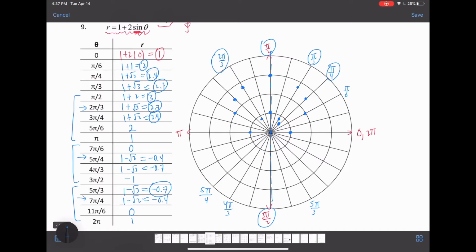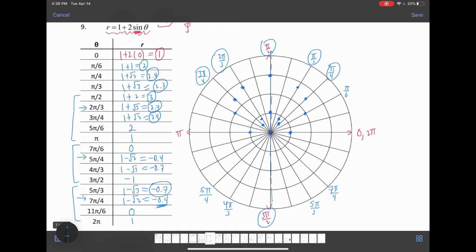7 pi over 4 is negative 0.4. So here's 7 pi over 4. We're flipping over to 3 pi over 4 and we're coming out 0.4 here. And then you have a dot at the pole at 0 and a repeat of a point that we already had before. What does this look like to you?